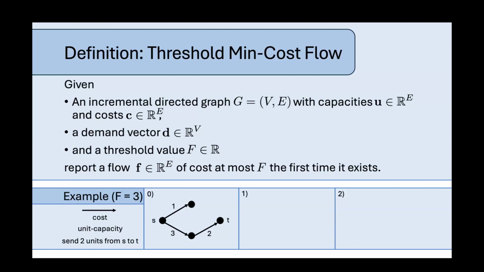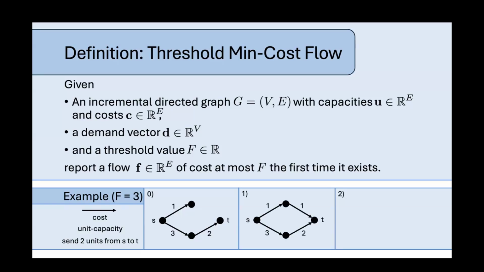I think it's easiest to focus on an example, so consider the small graph down at the bottom, where I set F to be equal to 3. All the edges are labeled with their cost and they have unit capacity, so you can just send one across the edge. And the demands will just encode that we want to send 2 units of flow from S to T. At moment 0, so at the start of the algorithm, it's not even possible to send 2 units of flow from S to T, so surely you can't do it with cost at most 3, which means that our algorithm doesn't have to return anything.